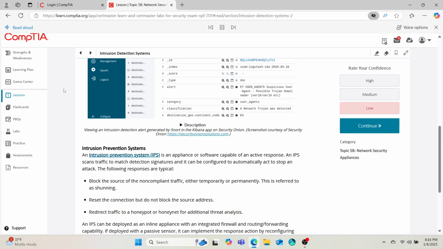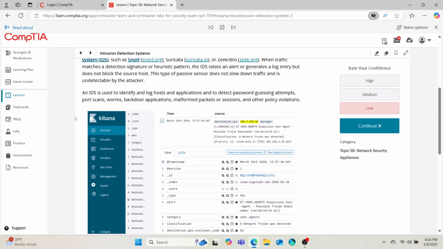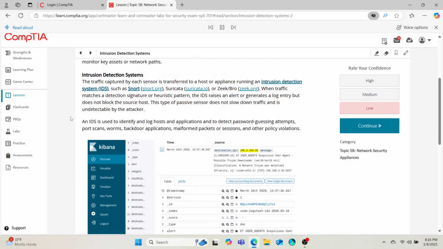Description. The Kibana logo is on the top left. Discover option is selected from the menu on the left. The right pane has two sections. The top section shows the time and source, and the bottom section has tabs, table, selected, and JSON. It provides information on timestamp, version, ID, index, score, type, alert, category, classification, and destination_geo.continent_code. Viewing an intrusion detection alert generated by Snort in the Kibana app on Security Onion. Screenshot courtesy of Security Onion.